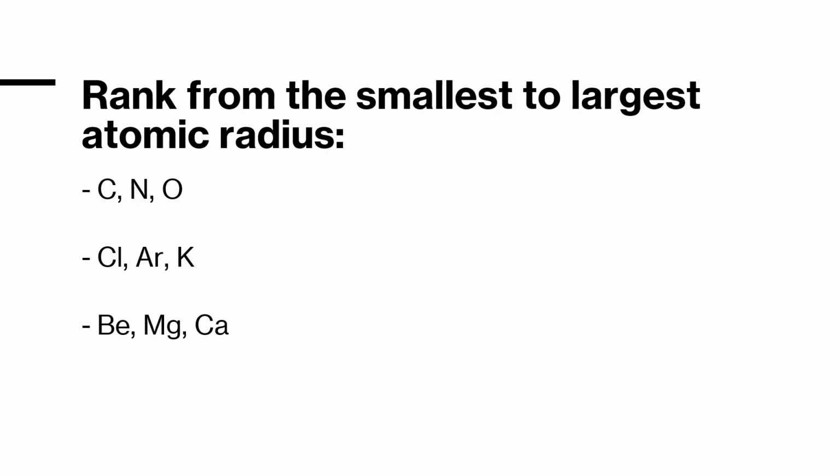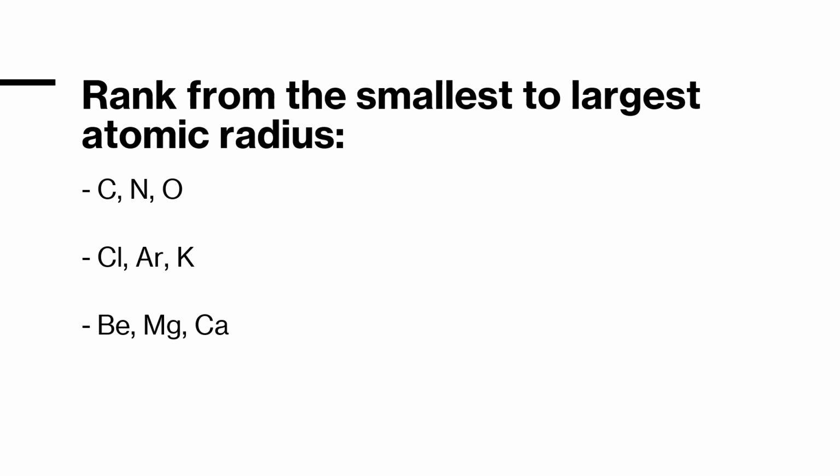Rank from smallest to largest atomic radius. So give yourselves a minute, try this out. Okay, so smallest to largest. Remember that if you had to recognize, are these on a period, are these on a column, all that type of stuff. So C, N, O. Oxygen has the most protons, has the highest atomic number, than nitrogen and carbon. So it's going to be oxygen, nitrogen, and carbon.